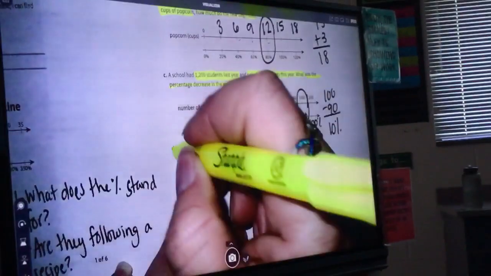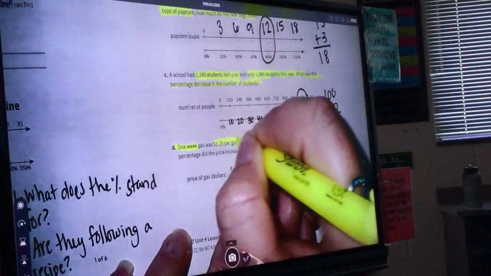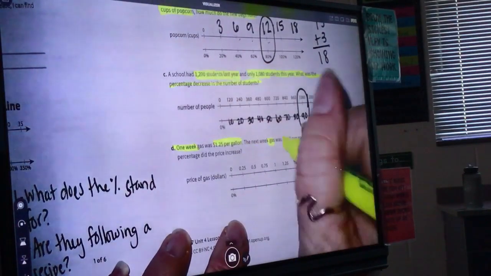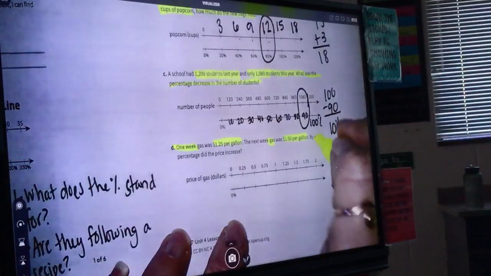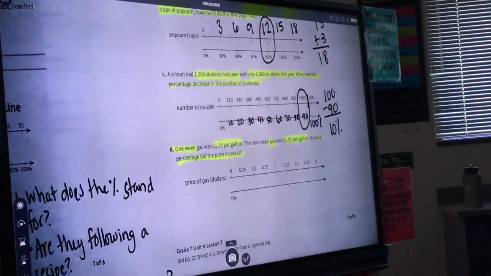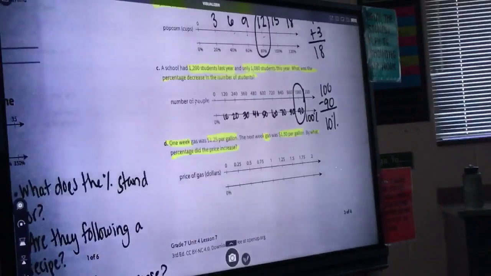So, one week, gas was $1.25 per gallon. The next week, gas was $1.50 per gallon. By what percentage did it increase? This one is a tad bit more difficult, I feel like, strictly due to the fact that there are decimals. And when we have decimals or fractions, we literally forget how to do everything. So, taking it step by step, what is 100%? What number on your line is 100%?